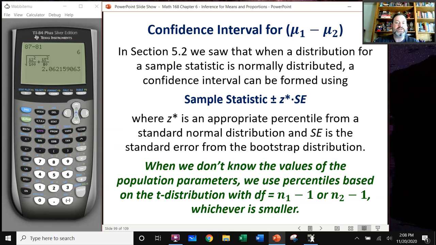And so when we do a confidence interval, it's just centered at the sample statistic plus or minus z star times the standard error. But we can only use z when we know the mean and standard deviation, or we know the standard error. If we're computing the standard error based on statistics from the sample, we have to use a t-distribution, and that's what it says at the bottom. So this is really set up just the same as section 6.2. The only difference is that you have to check two numbers for the degrees of freedom instead of just computing one number.